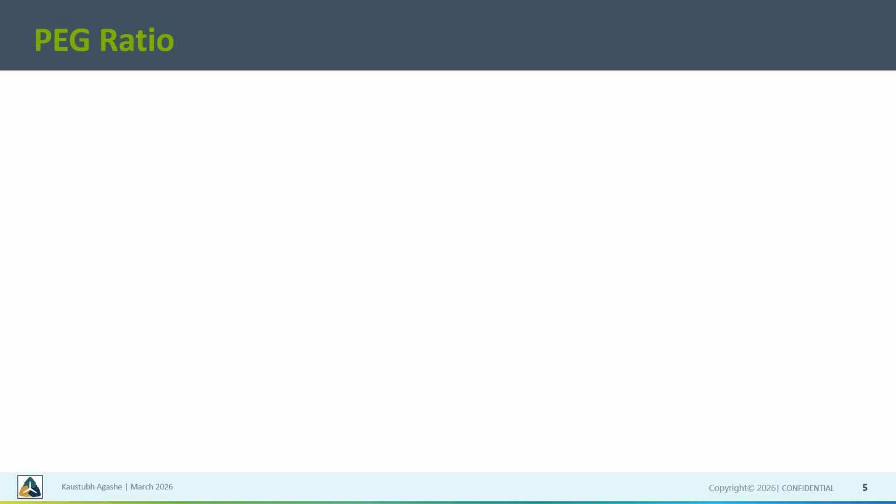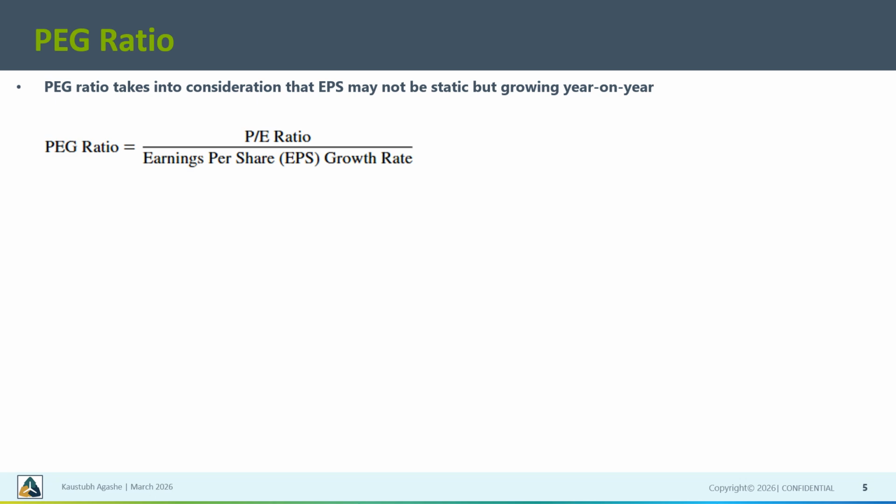So let's discuss PEG ratio. PEG ratio takes into consideration the EPS may not be static but growing year on year. So the formula for PEG ratio is P/E ratio divided by growth of earnings per share in percentage.